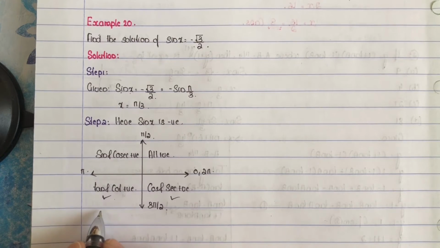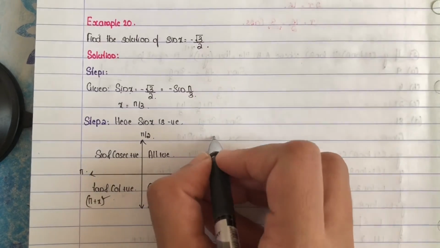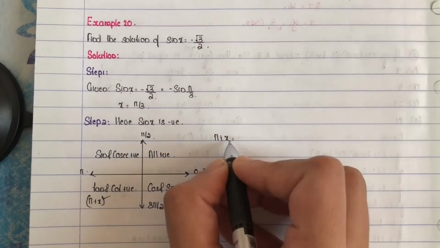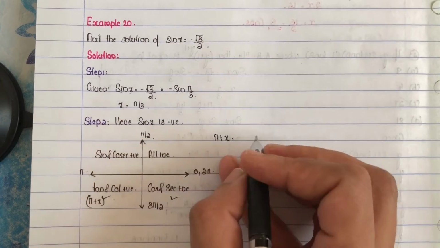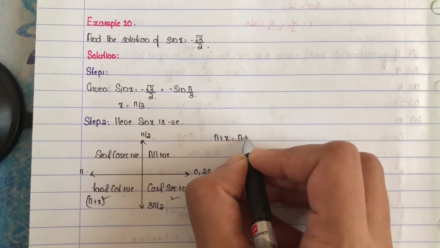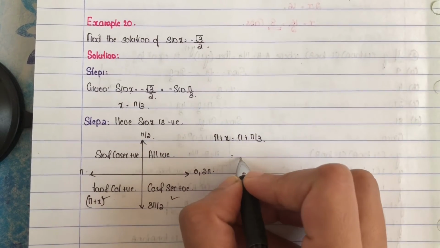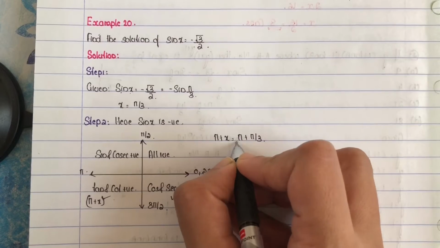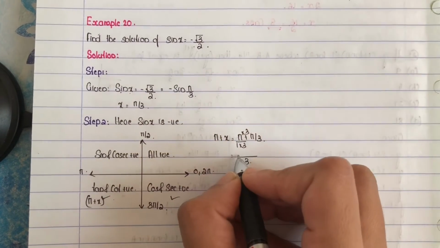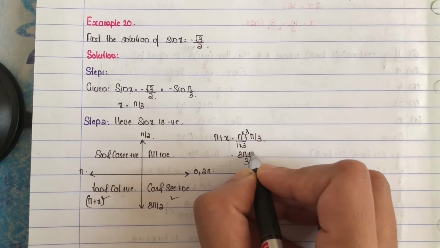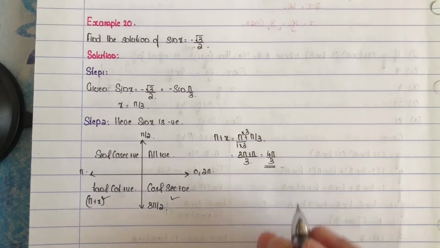A value greater than pi, that is pi plus x. So the angle is pi plus x. Substitute the value of x. In step 1 we found x equal to pi by 3, so substitute that. That is pi plus pi by 3, equal to, LCM 3, pi is same as pi by 1 into 3 into 3, pi into 3 is 3 pi, plus pi by 3, that is equal to 4 pi by 3. So the angle is 4 pi by 3.